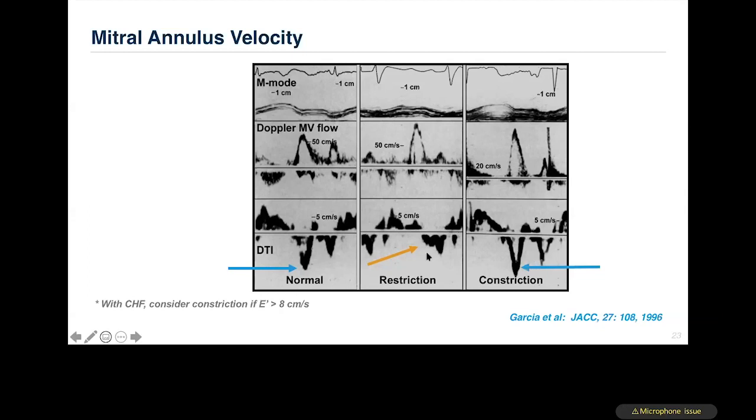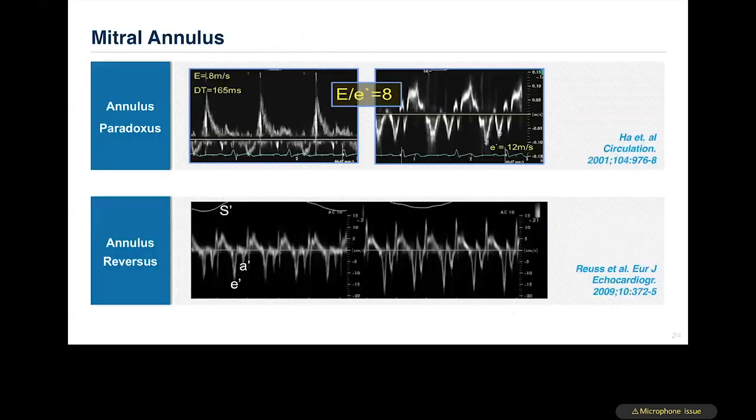So this change or difference in the E prime velocity became a very important feature that has been now looked upon as a consistent feature for diagnosing constrictive pericarditis. And there were some additional features that are unique in patients with constrictive pericarditis. You see a phenomenon called annular paradoxus.